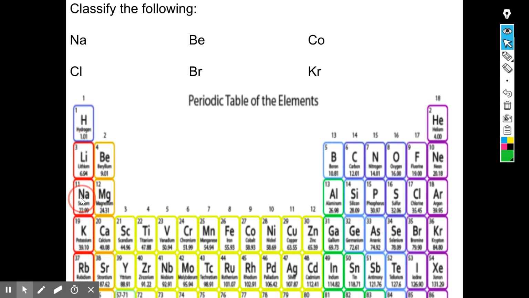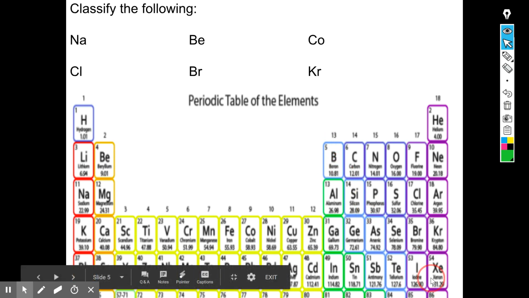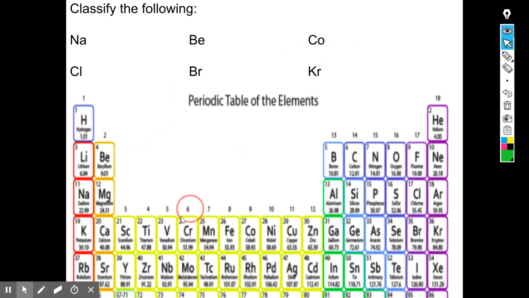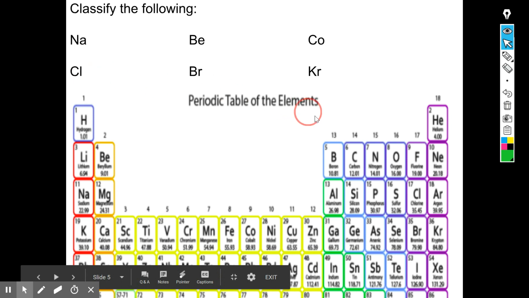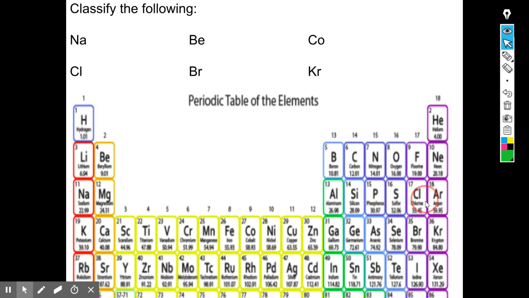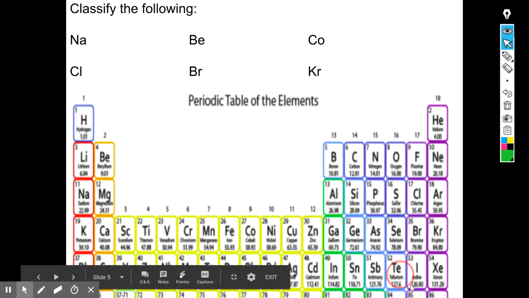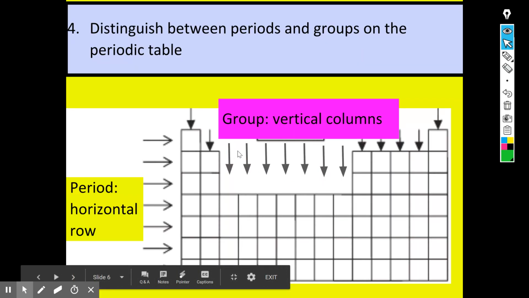Na is here, metal. Beryllium is here, metal. It's to the left. Wedding ring goes on your left hand. Metals are on the left-hand side of this line. Cobalt is right here, metal. Chlorine is over here, that's in the nonmetal area. Bromine is over here to the right of that line that goes down through here. Bromine is a nonmetal, and Kr is right here, also nonmetal.